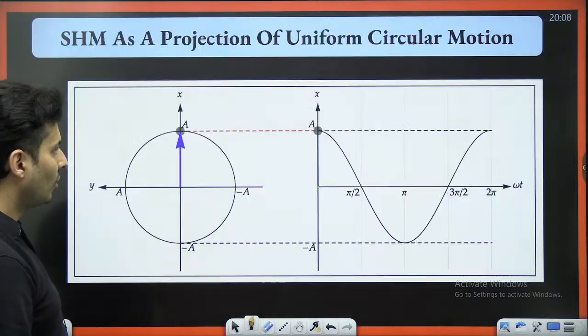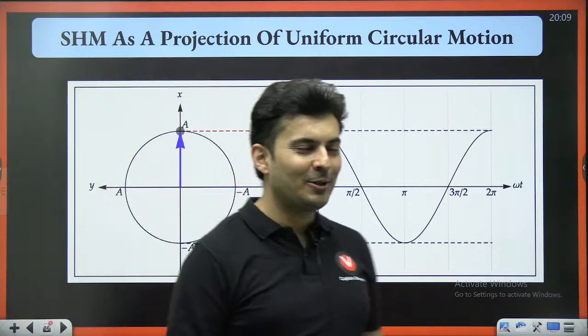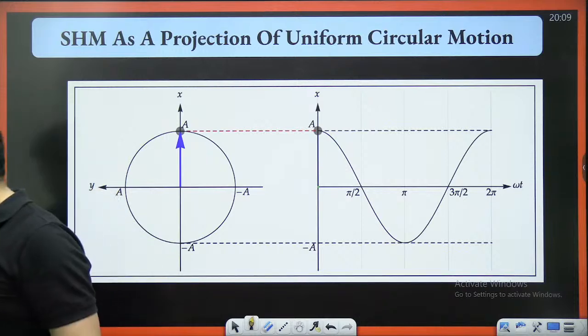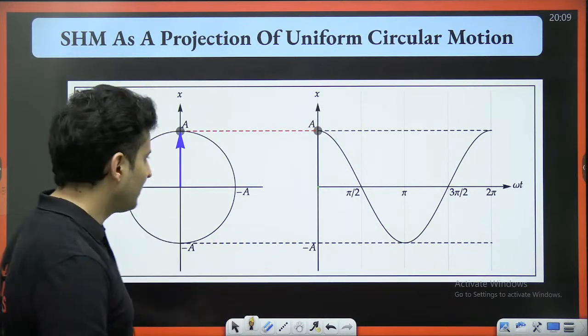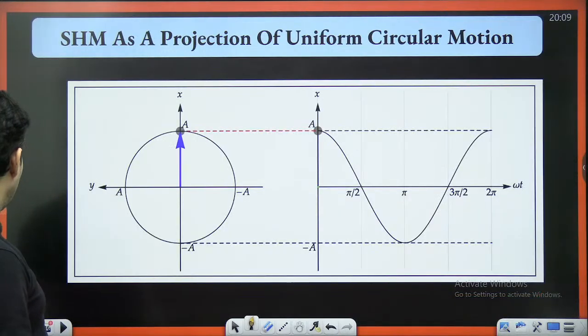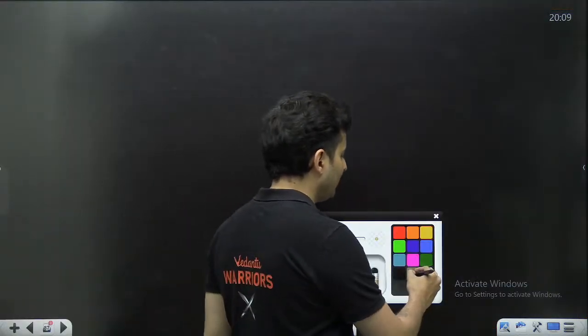Now let's go to the final part, which is SHM as a projection of circular motion. This is going to blow your mind. Very, very important part. And after this, this chapter is almost going to be over. So what is this SHM as a projection of circular motion and all of that?